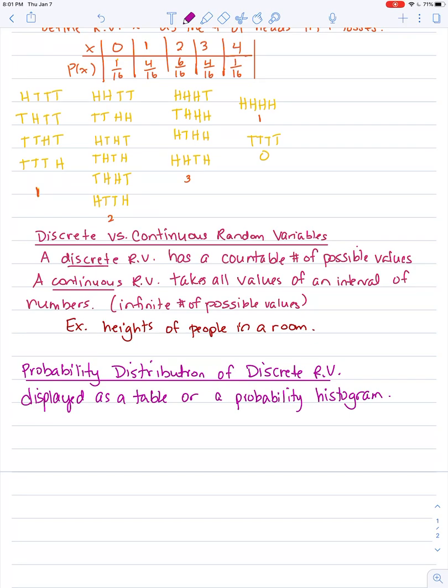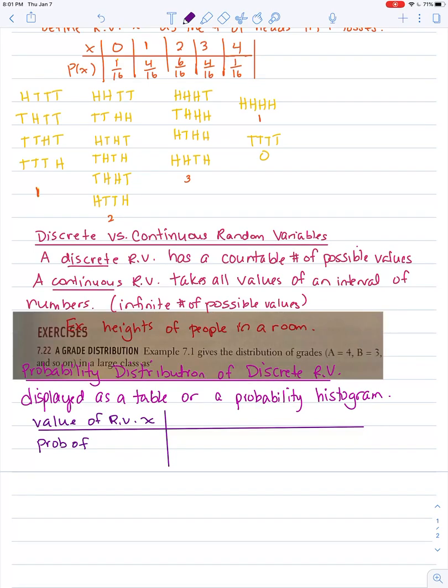So you would have the table like we made up there. You'd have a value of random variable x, and then you would have the probability of x, which we would just call p of x.